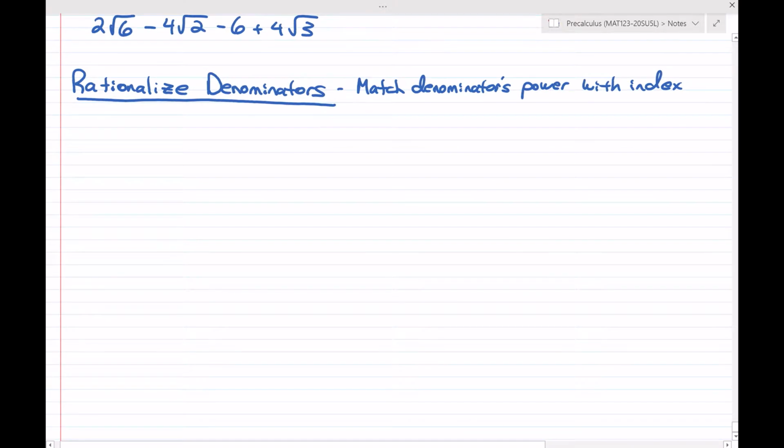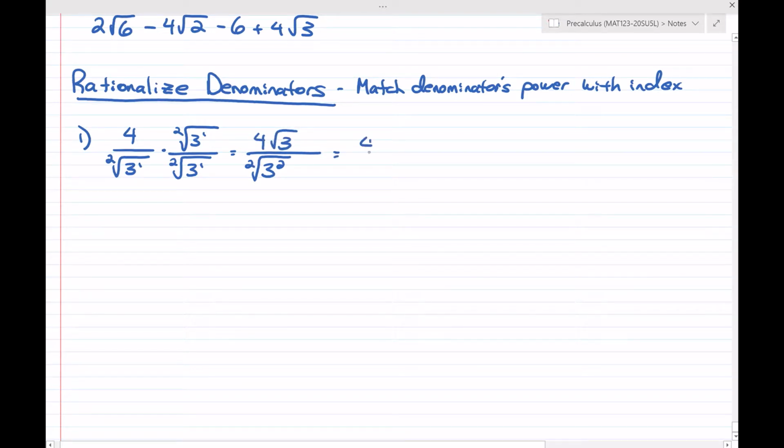Let me show you what I mean. What if we had 4 over the square root of 3? Well, we don't want to have a radical in the denominator. That's bad manners. So this is really the second root of 3 to the first. I want to make the power of 3 match the index. The way that I could do that is if I multiply by the square root of 3 to the first over the square root of 3 to the first, look what happens to the bottom. 3 to the first times 3 to the first is 3 to the second, and that matches with the index.